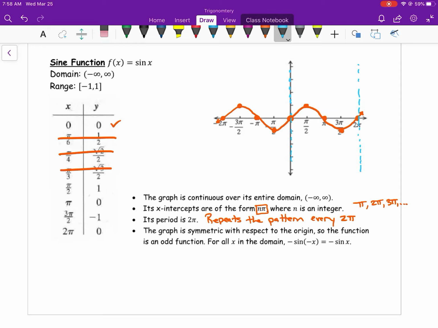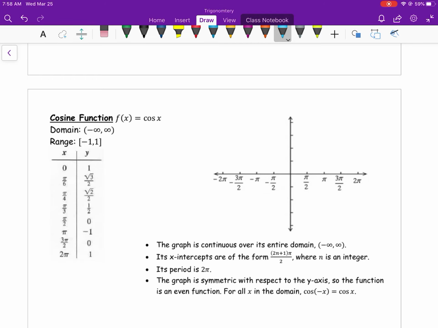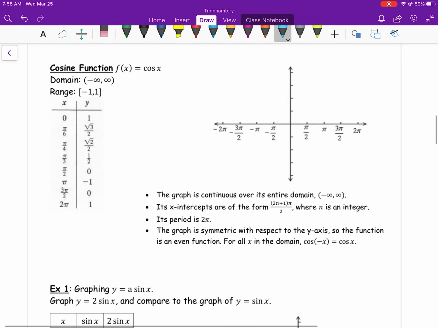Cosine is very similar, it's just shifted a little bit. So again, here's cosine. The domain is infinite, negative infinity to positive infinity. The range is -1 to 1. We'll plot our points. Sine started at (0, 0); cosine will start at (0, 1).